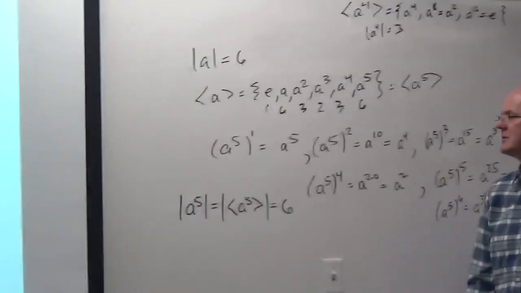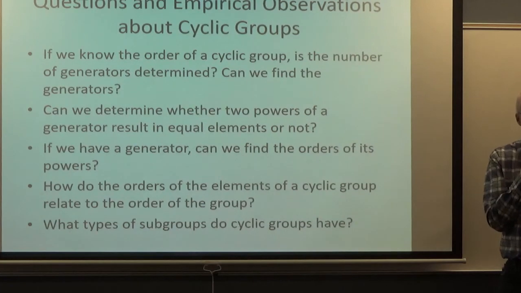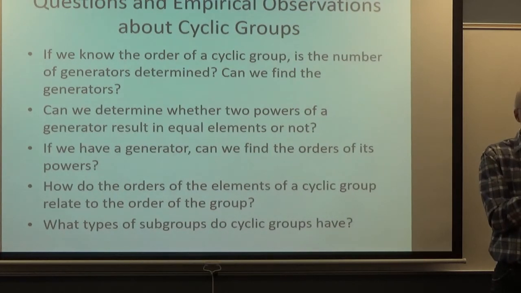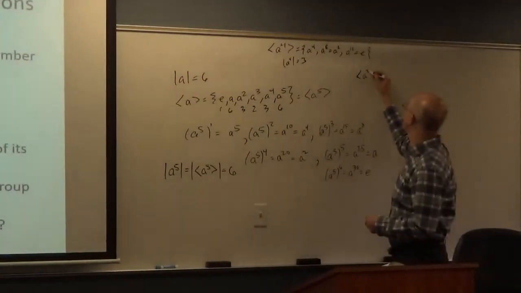What types of subgroups do cyclic groups have? Can they have non-cyclic subgroups? No, they can't, actually. Every subgroup of a cyclic group must be cyclic. And in fact, for each positive integer that divides the order of the cyclic group, there's exactly one cyclic subgroup of that order. 3 divides 6. There is one cyclic subgroup in this example of order 6. It's this one right here. 2 divides 6. There's one cyclic subgroup of order 2. The one generated by A cubed.